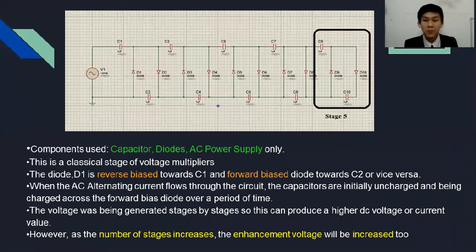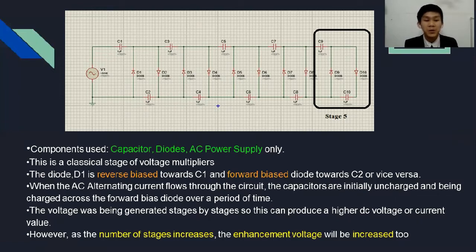All right, so now we move on to the last stage, which is stage 5. The components used are capacitors, diodes, and an AC power supply only. So this is a classical voltage multiplier because we have involved multiple stages.